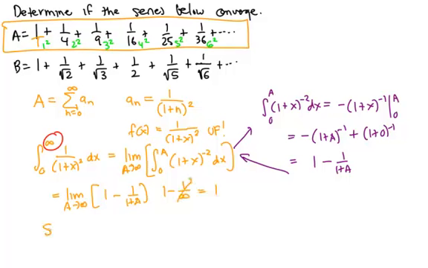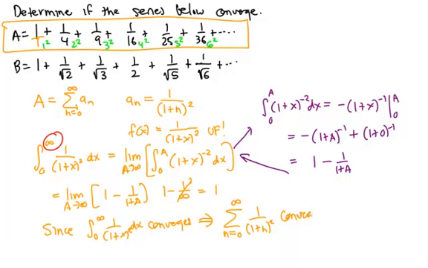And so we can conclude that since the integral from 0 to infinity of 1 over 1 plus x squared converges, we now know that the series summation n going from 0 to infinity of 1 over 1 plus n squared converges as well. It doesn't tell us what it converges to, and I want to keep driving home that point. It only says, yes, it converges.